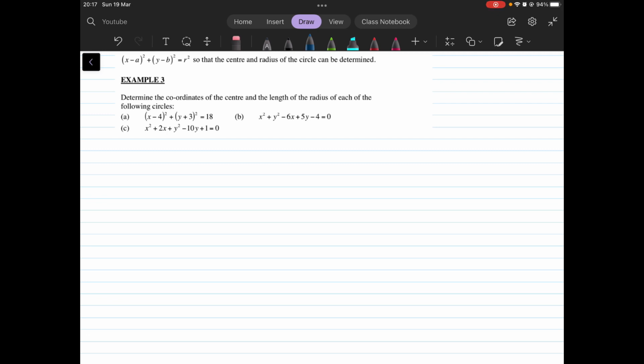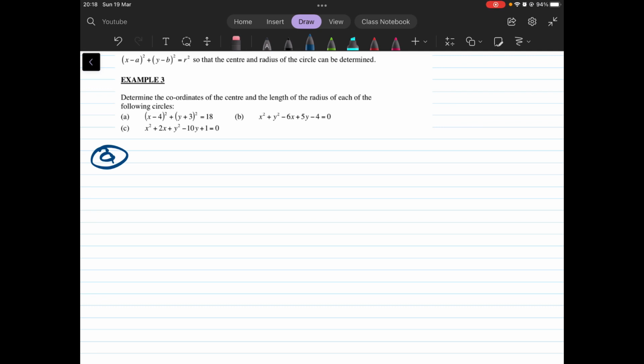So firstly, let's look at what we have here. We are required to determine the coordinates of the center and the length of the radius of each of the following circles. Of course, we don't see circles here, but these equations represent circles. So you can plot them to find those shapes if you want to see them. But in this case, we're just going to deal with the equations.